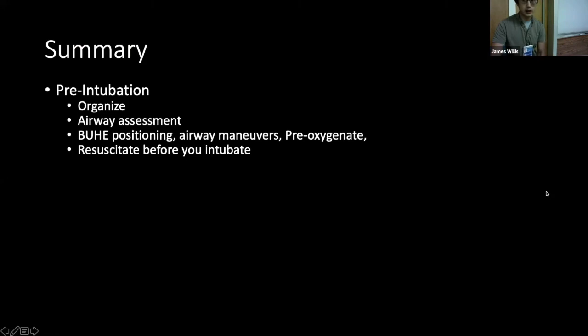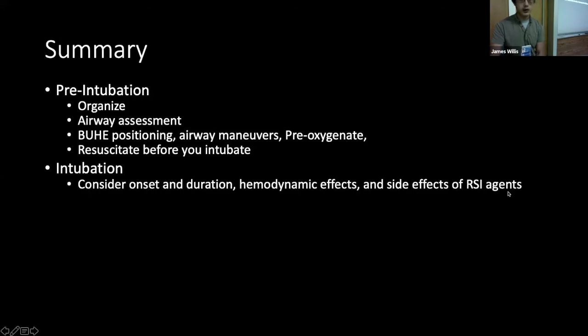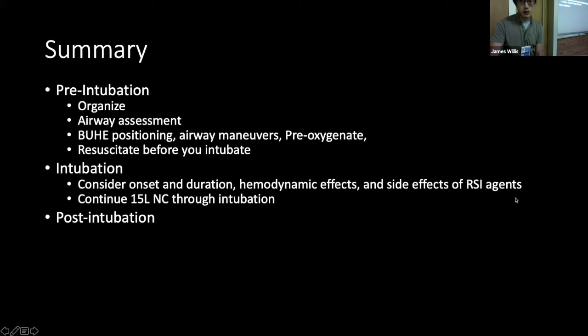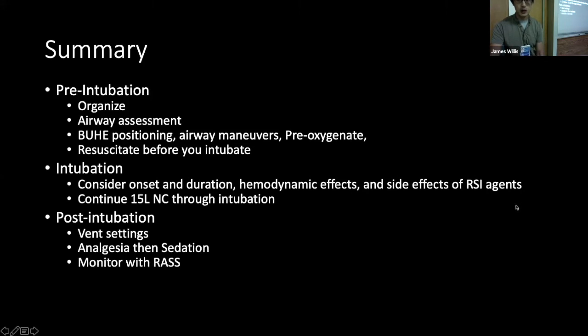We further resuscitated with push-dose epi, normalized his blood pressure. Remember the HOp killers for that. We gave him the proper RSI medications and intubated with continued use of 15 liters of nasal cannula. And then for post-intubation, we applied lung-protective vent settings. Opiate bolus was given and titrated to a drip. And patient was sedated to a RASS score of -2, and an OG tube was placed to prevent aspiration.